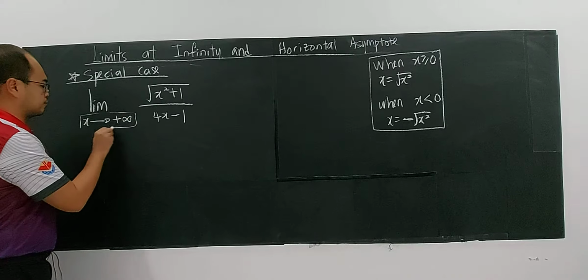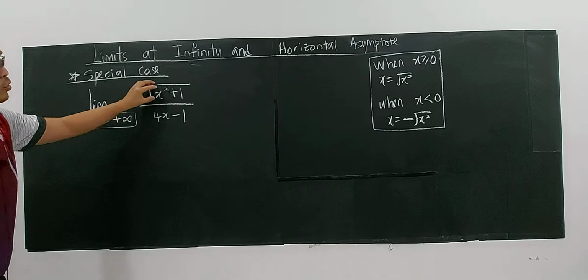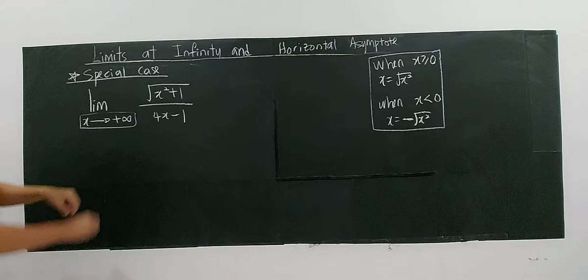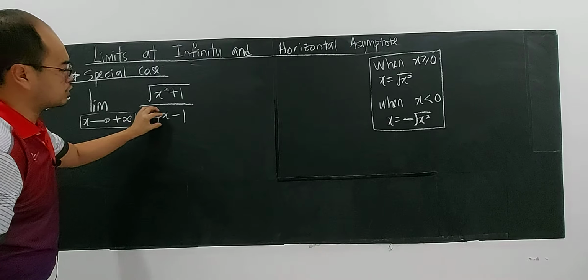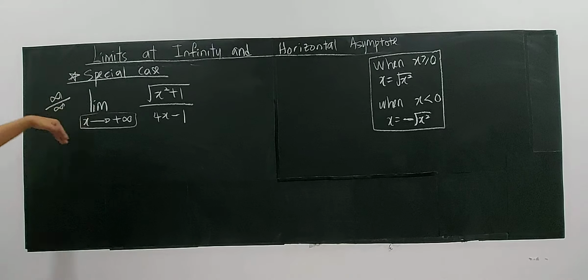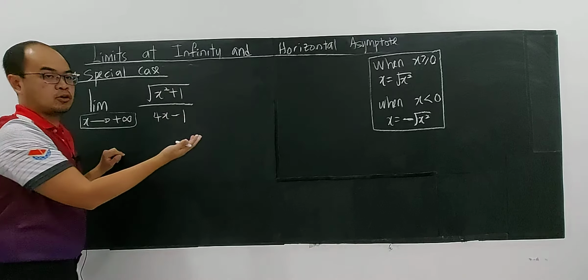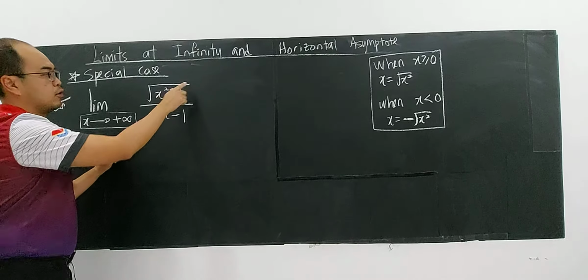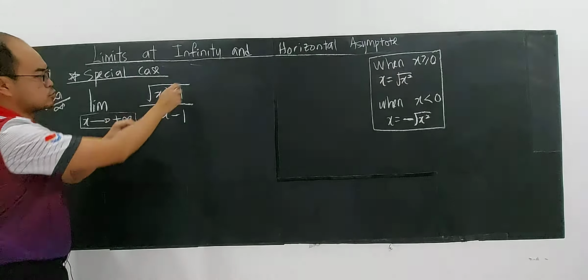This is the case where, when you put infinity, square root of infinity squared, you're getting infinity. So when you put infinity here, 4 times infinity, you are still getting infinity. So the case is infinity, but this is a special case, because without the square root, this is a normal one. You divide everything by x. But now one of the functions here is a square root.